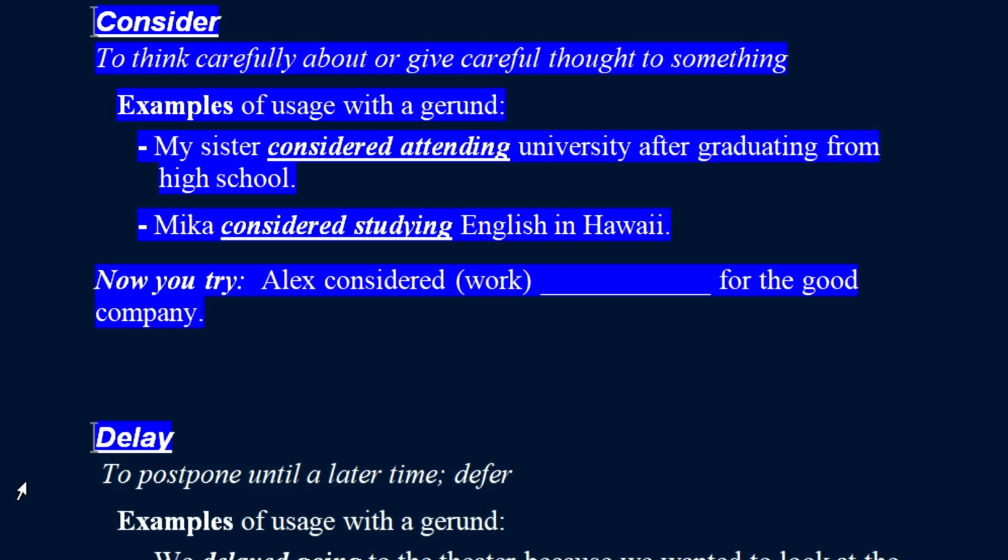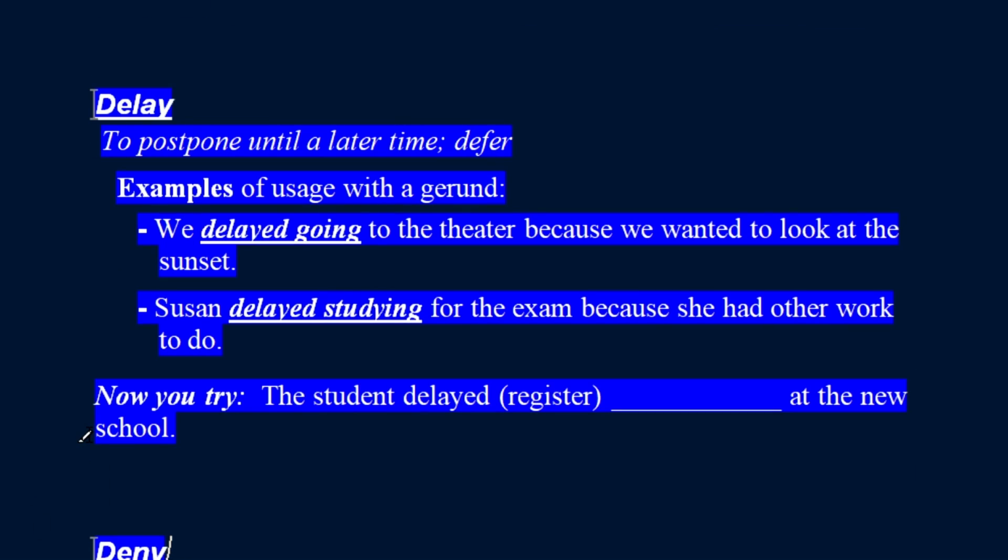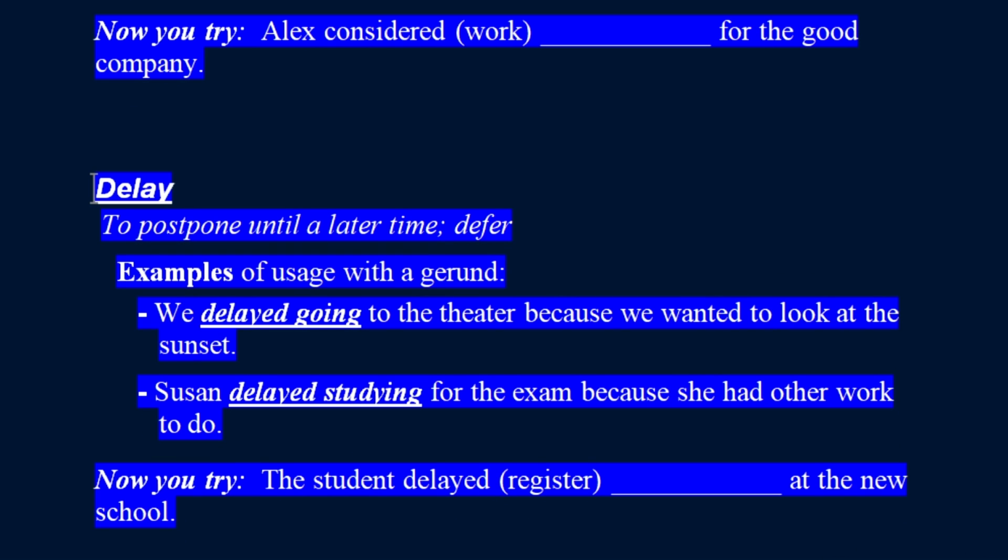Delay. To postpone until a later time. Defer. Examples of usage with a gerund. We delayed going to the theater because we wanted to look at the sunset. Another example. Susan delayed studying for the exam because she had other work to do. Now you try. The student delayed (register) at the new school. The student delayed registering at the new school.